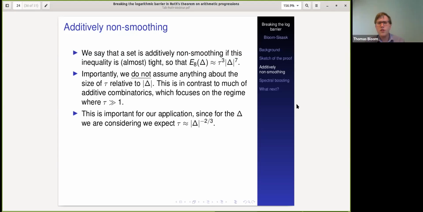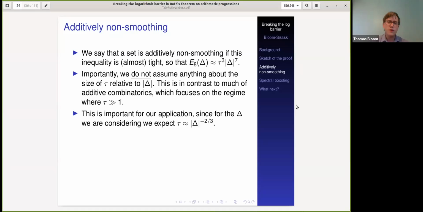But this definition makes sense whatever the size of tau is, which is in contrast to most of additive combinatorics, which really focuses on the regime where tau is basically constant, where the energy is almost basically delta cubed, which corresponds, for example, to the regime where the doubling constant is constant as well. So this is the range of applicability of things like Freiman's theorem, for example, or Balog-Szemerédi-Gowers, quite classical tools of additive combinatorics. Obviously, they do allow some dependence of tau on the size of delta, but usually they lose steam once you get past, say, logarithmic in delta.